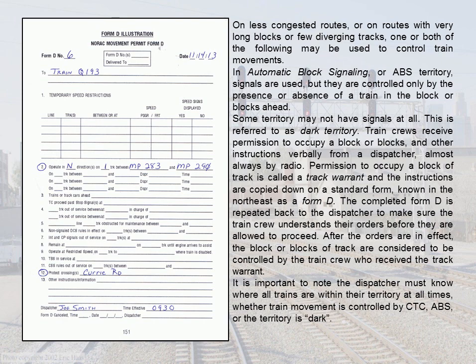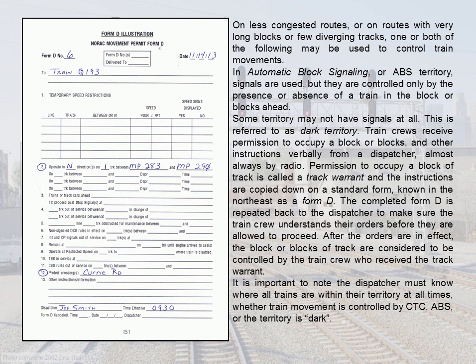Train crews receive permission to occupy a block or blocks and other instructions verbally from a dispatcher, almost always by radio. Permission to occupy a block of track is called a track warrant, and the instructions are copied down on a standard form known in the Northeast as a Form D. The completed Form D is repeated back to the dispatcher to make sure the train crew understands their orders before they are allowed to proceed.